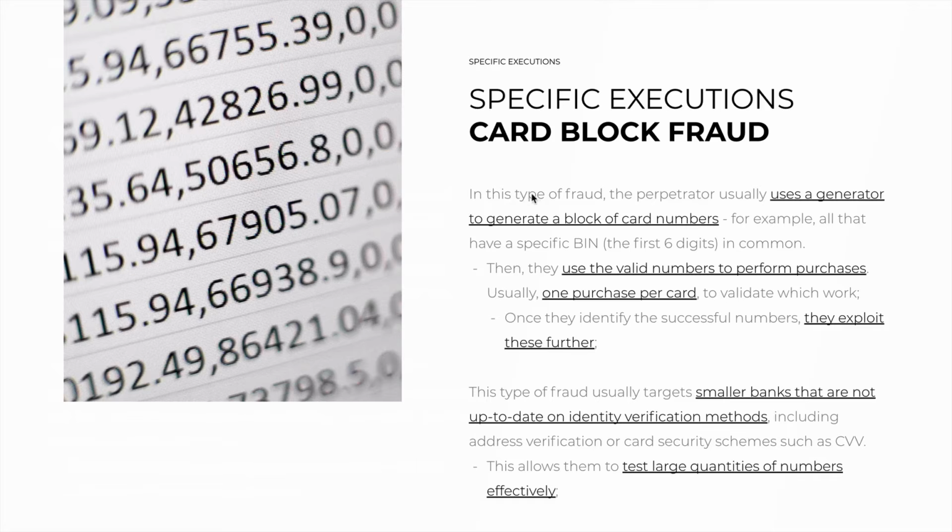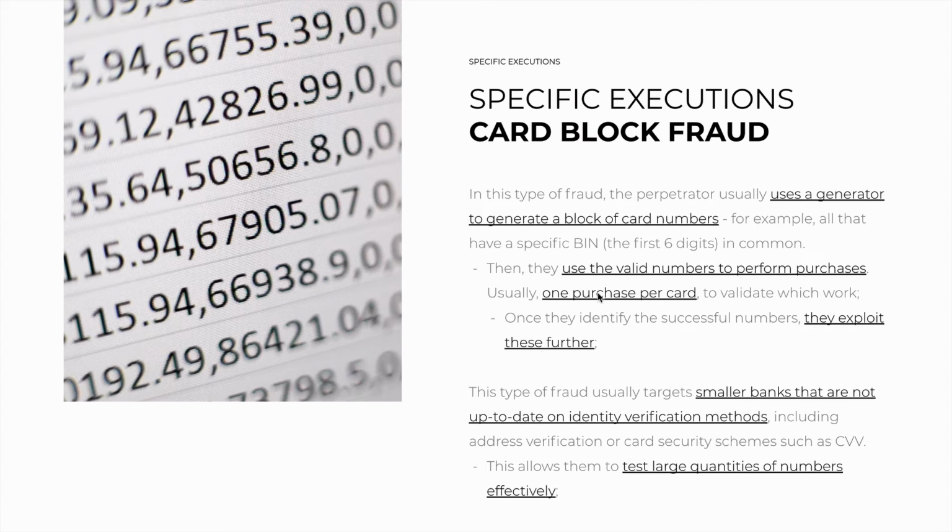Let's take a look. Card block fraud occurs when a perpetrator uses a credit card number generator to generate, as the name says, a block of credit card numbers. Usually, they have something in common, such as, for example, the BIN or bank identification number. This is represented by the first 6 digits of a card number, and you can derive other card numbers from this. So what happens is, the fraudster generates these numbers, and then they test all of the numbers, and they use the valid ones to perform purchases.